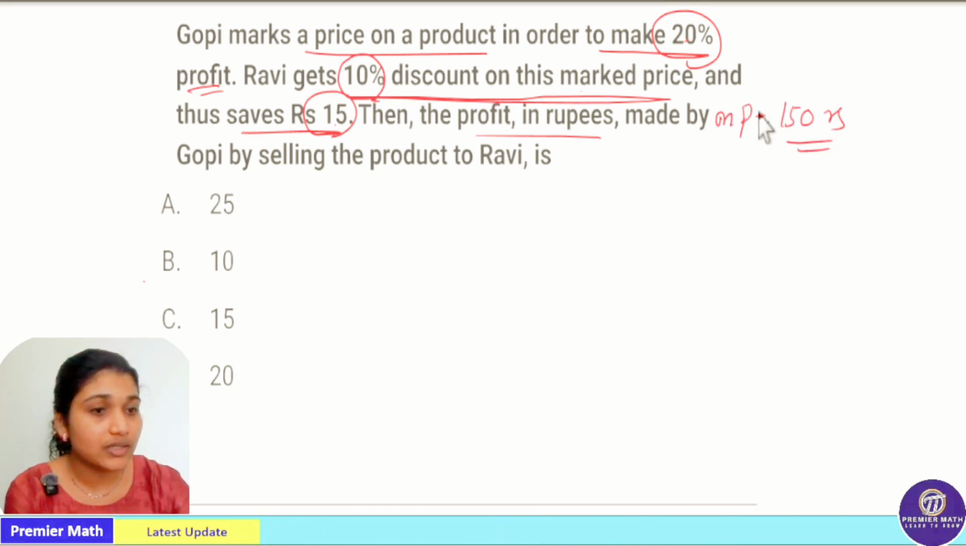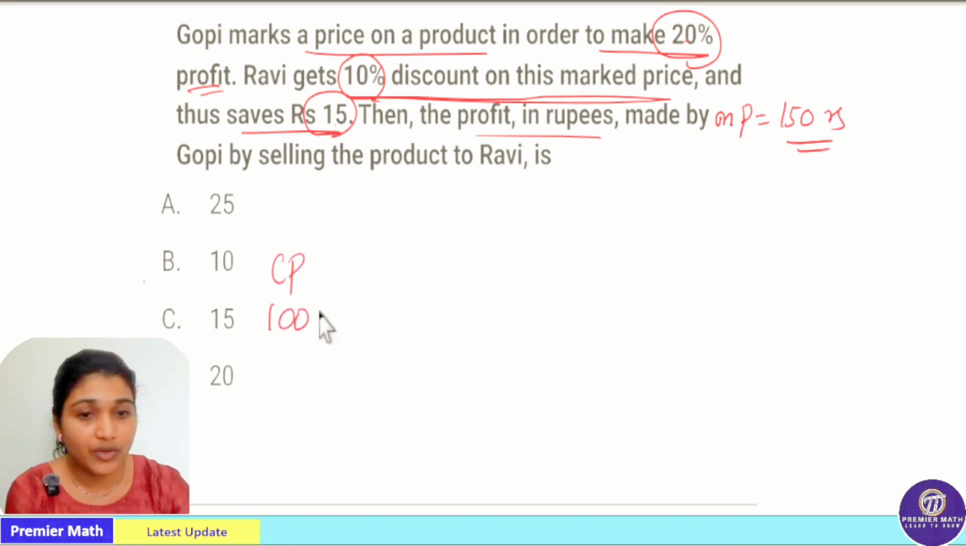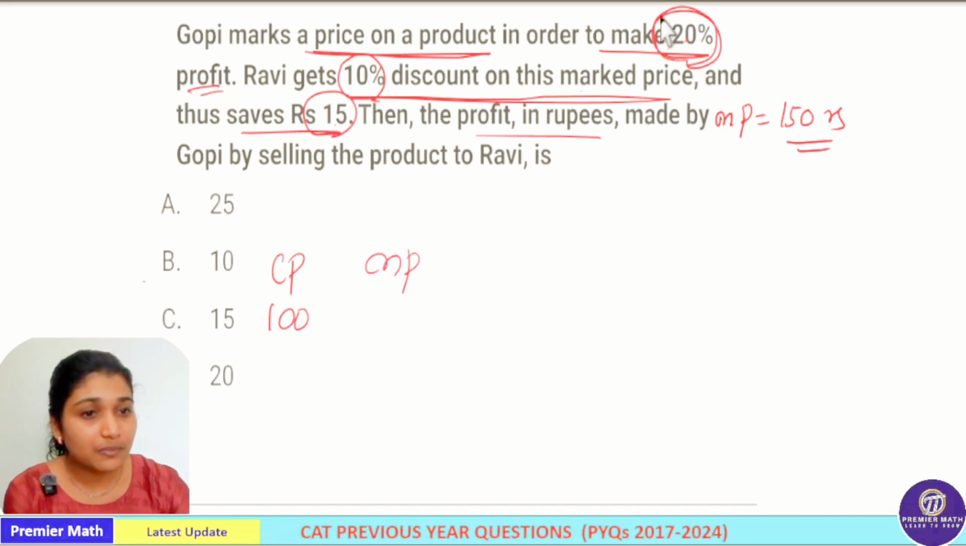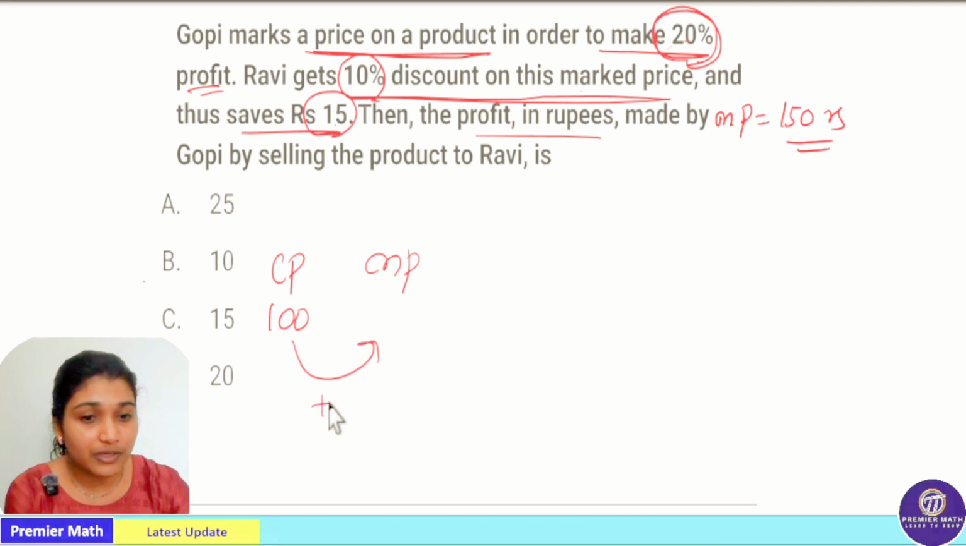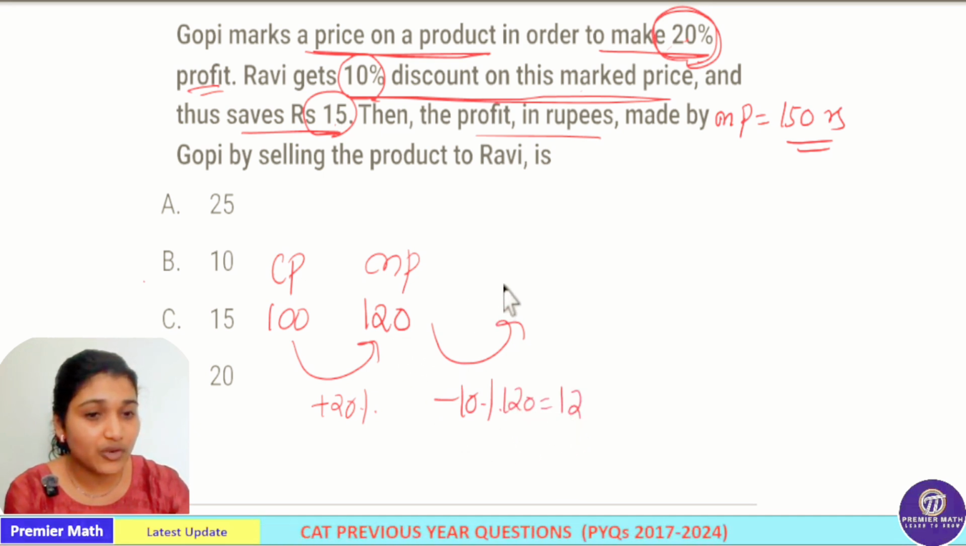Either you can calculate based on 150 rupees as mark price, or you can take cost price as 100 rupees or 100 part here. Now, mark price is 20% above cost price because Gopi marks price on a product in order to make 20% profit. Means he marked this product 20% above the cost price. 20% above the cost price means 100 plus 20, 120 is the mark price. Now, again he is giving 10% discount on this mark price. So 10% of 120 is equal to 12 rupees. So he's giving 12 rupees discount on this 120, means selling price is 120 minus 12, 108 rupees.